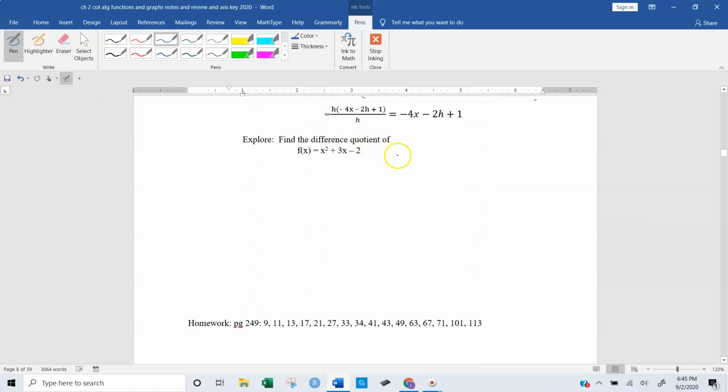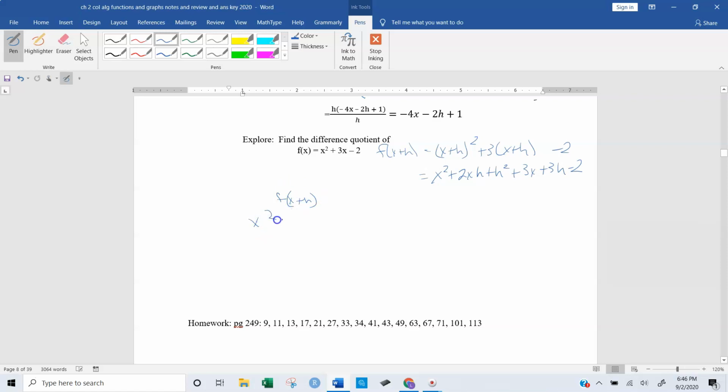Okay, your first step should have been to find f of x plus h. So you plugged in (x plus h) squared plus 3 times (x plus h) minus the 2. So you have x squared plus 2xh plus h squared plus 3x plus 3h minus 2. Nothing combines. So this is our f of x plus h. So remember, it's the f of x plus h. So we're going to write that first.